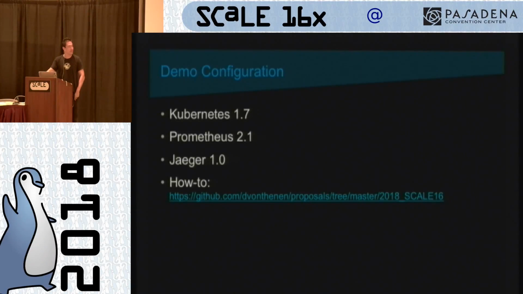So my demo configuration: like I said, I have everything up in GCE. I'm running Kubernetes 1.7. There's 1.9 out, but I just wanted to run something a little more stable, so that everything's all good. I deployed Prometheus 2.1, so that's the latest. Jaeger's a little bit behind. Unfortunately I didn't have enough time to update it, so we're deploying Jaeger 1.0. And like I said, here's the URL for running this in your own Kubernetes environment.